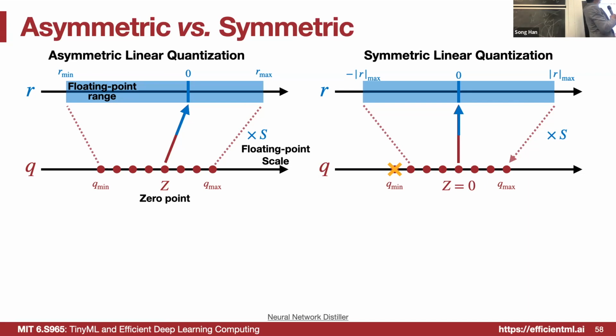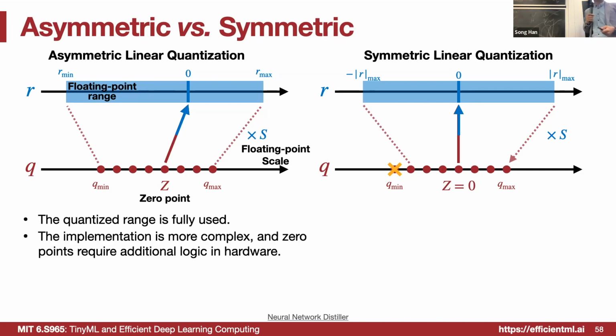Okay, so at a high level, we have this asymmetric linear quantization, meaning that the zero point is not 0. You are mapping a non-zero number to a 0. But the symmetric linear quantization is saying that 0 will be mapped to 0. From this integer value, 0 will be mapped to the floating point value 0. So there are pros and cons for both approaches.